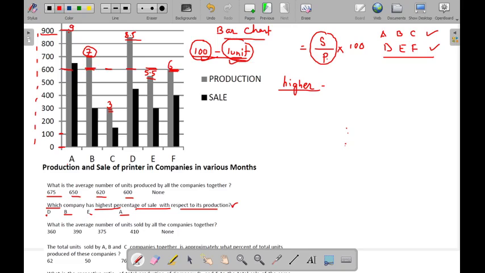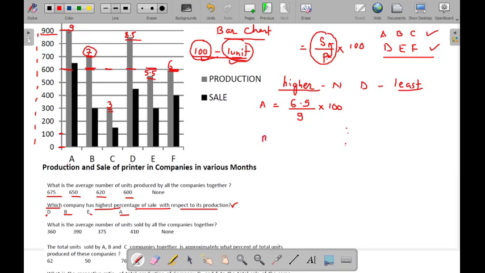For this fraction to be higher, the difference between the numerator and denominator must be the least. What do I mean by that? Let us take the value for company A. The sale of company A is 6.5. The production of company A is 9. We have to find the value in percentage, so we'll multiply it by 100.